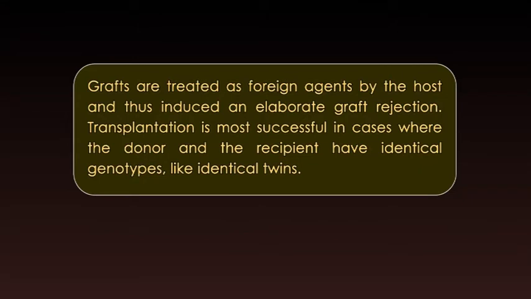Transplantation is most successful in cases where the donor and the recipient have identical genotypes, like identical twins. Therefore, typing of the donor and recipient for compatibility is essential for transplantation. Another important aspect of transplantation is the use of a variety of immunosuppressive drugs, which aid in the survival of the grafts.